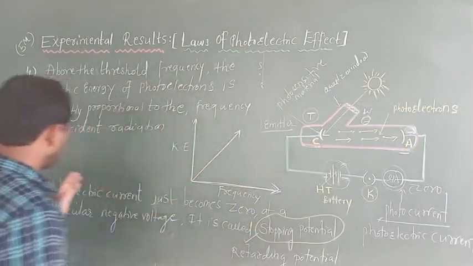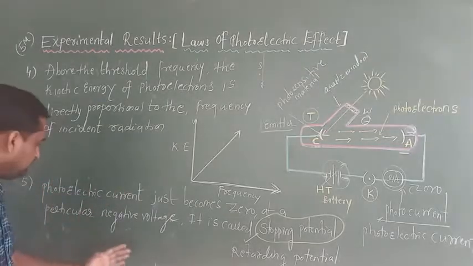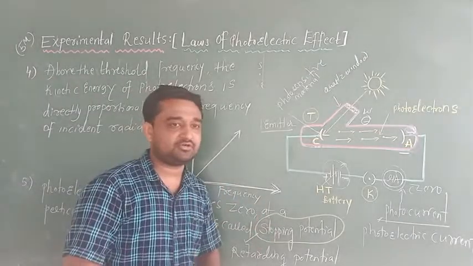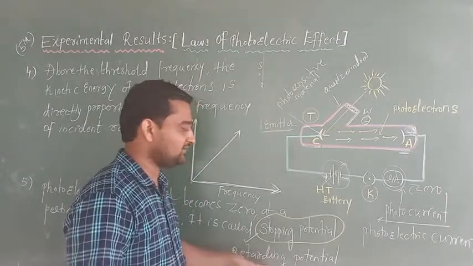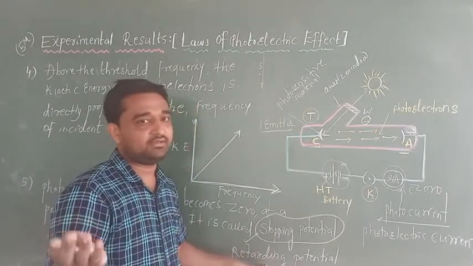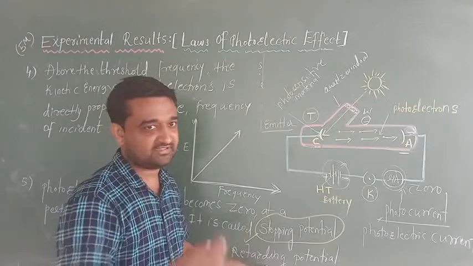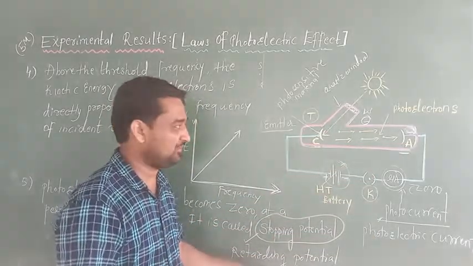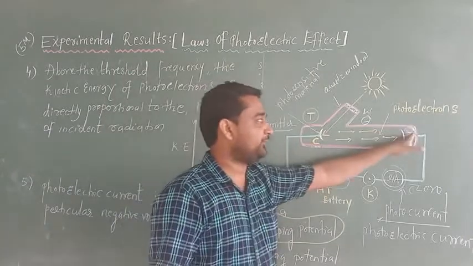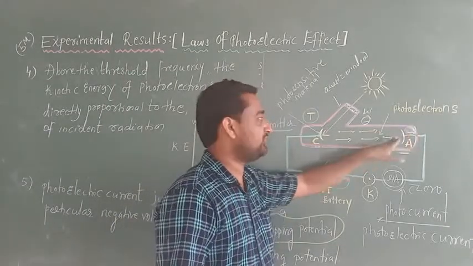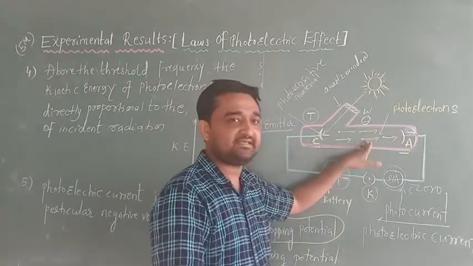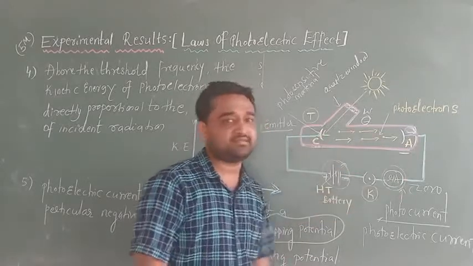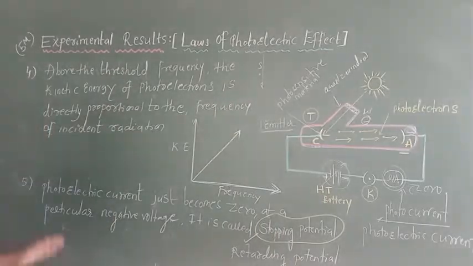The photoelectric current becomes zero at a particular negative potential, the retarding potential. Why is it called retardation? You know retardation and acceleration. Acceleration is when the velocity keeps increasing. Retardation means the velocity keeps decreasing. So at a particular potential the velocity decreases, that is, the kinetic energy decreases, and finally the electrons stop. Then the current becomes zero. That is why we call it the stopping potential.